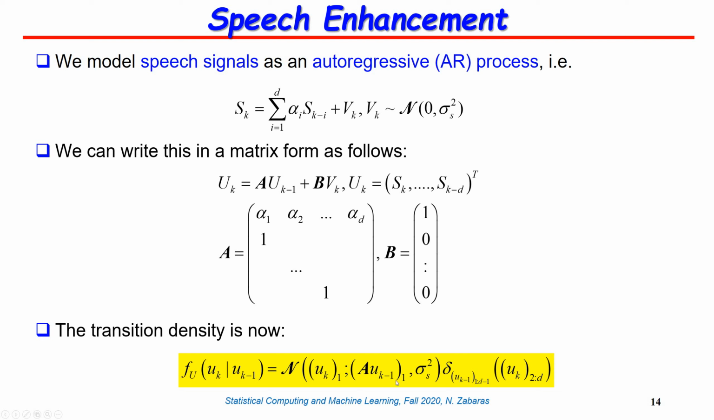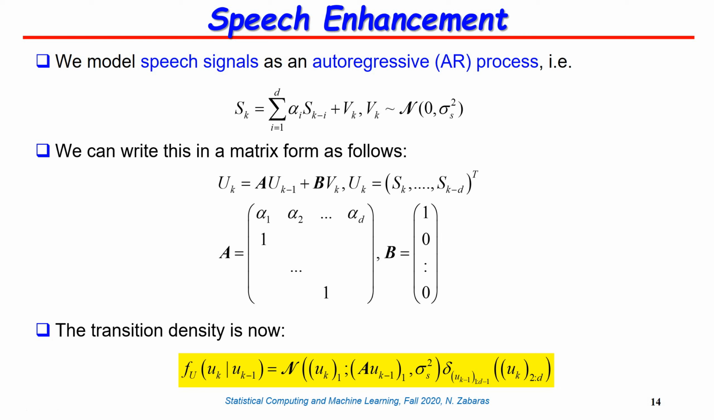And the first component of u_k, which I denote u_k(1), is a Gaussian that has this mean, which you can easily see is the product of these coefficients times the values of the signal u_{k-1}. So if you take the product of A and u_{k-1} and take the first component of that vector, this is what you have here. And then, of course, you have some Gaussian noise for your model, and that's your transition density.